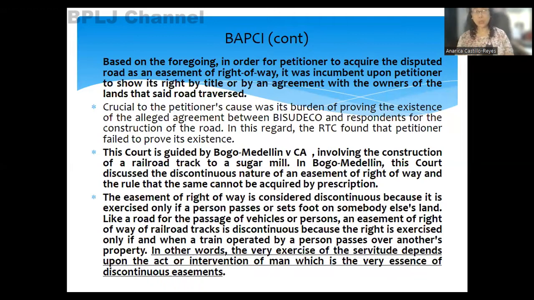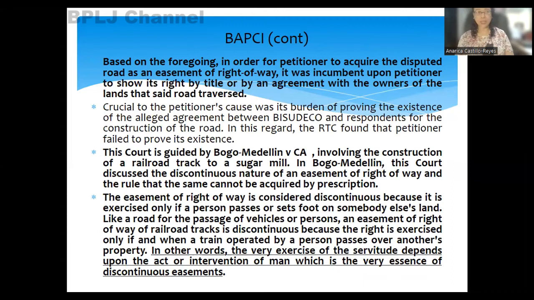In order for petitioner to acquire the disputed road as an easement of right of way, it was incumbent upon the petitioner to show its right either by title or by an agreement with the owners of the land that the said road traversed. So again, the Supreme Court, guided by the case of Bogo-Medellin, discussed the discontinuous nature of an easement. The easement of right of way is considered discontinuous because it is exercised only if a person passes or sets foot on somebody else's land.